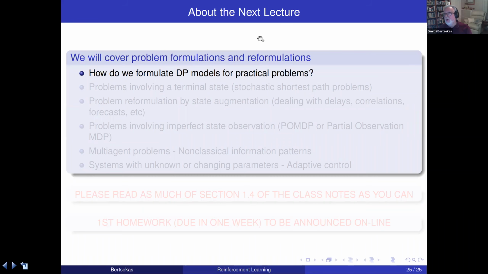Section 1.4 of your class notes has a lot of material. And I want you to study this material before you come to class. You can see that I'm going fast, and I think there will be a benefit for you if you do some reading ahead, both at the class notes and the slides that I'm putting online.